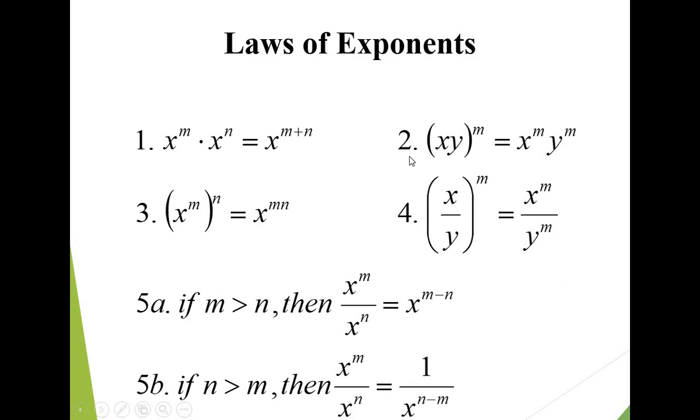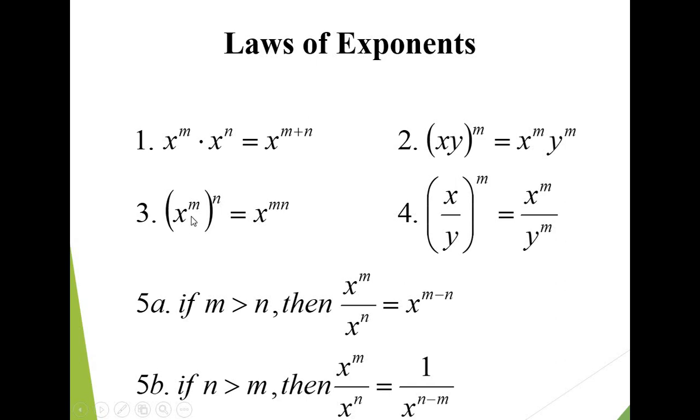Let's look at law number 2. If you have xy in a bracket, raised to some power m, then this is equal to x to the m times y to the m. What this means, note that xy means x to the first power and y to the first power. So you take whatever power is outside of the bracket to multiply each power inside of the bracket. Let's look at law number 3.